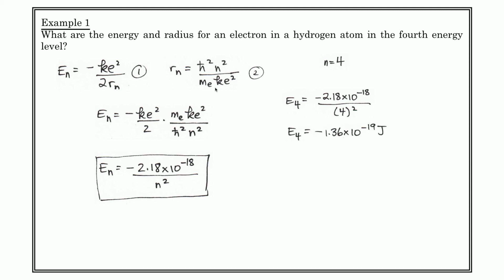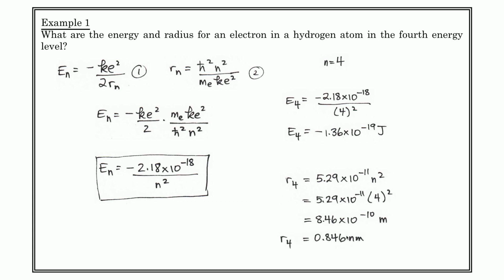and I get this value of negative 1.36 times 10 to the negative 19 joules, which means that if an electron is in the 4th energy level in the hydrogen atom, this is how much energy it would require to knock it out. And what's the radius of this? Well, I've got 5.29 times 10 to the negative 11 times n squared, which means I make the substitution for n, and I find 8.46 times 10 to the negative 10 meters. So this is the approximate radius of the hydrogen atom in the 4th energy state.